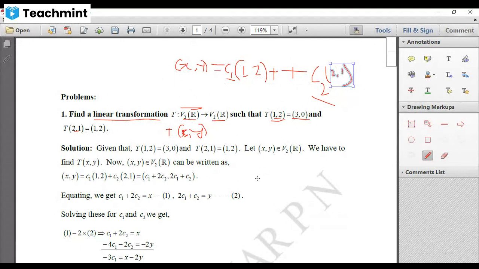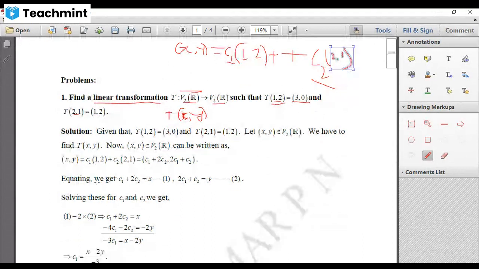All right, let us consider an ordered pair (x, y) in V2(R). Then we have to express the ordered pair (x, y) as a linear combination of these, for finding T of (x, y). Okay, now the ordered pair (x, y) is C1 into (1, 2) plus C2 into (2, 1). Why can you write it like this?